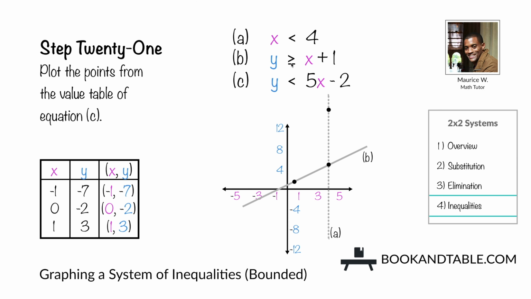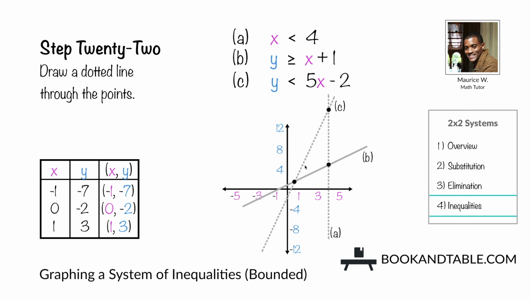And now step 21, plot the points from the value table of equation C. So the first point is -1, -7. Plot the point. The second point is 0, -2. And the third point is 1, 3. And now with these 3 points, we'll be able to sketch C. So step 22, draw a dotted line through the points. And it's dotted since it's less than but not equal to.